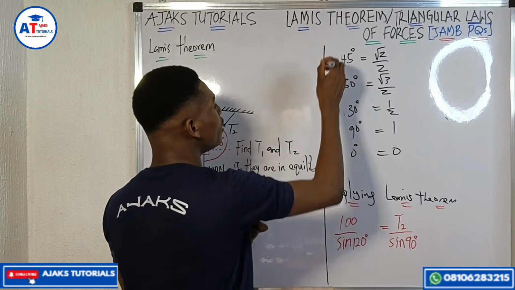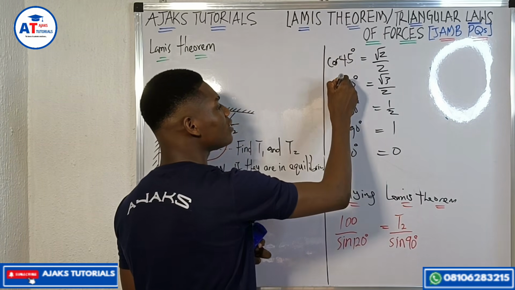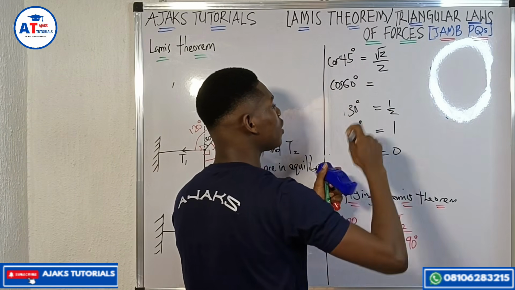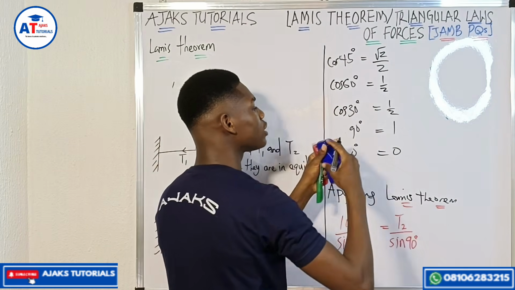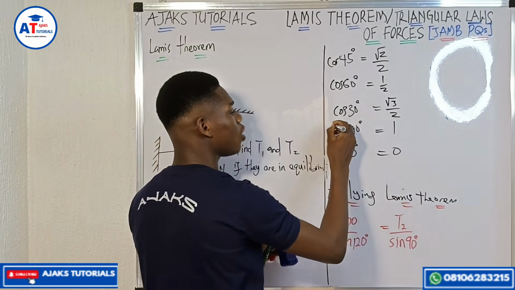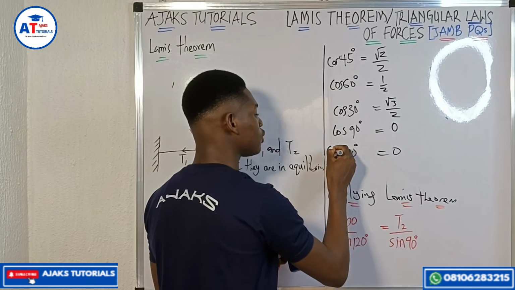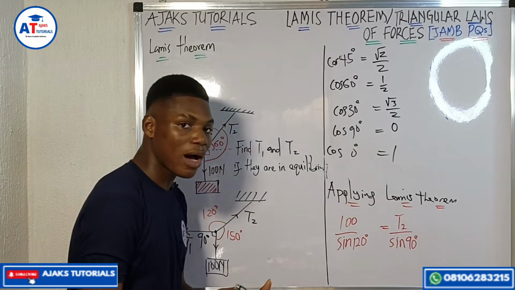Alright, follow me. Cos 45 degrees is still root 2 over 2. Cos 60 degrees is what? 1 over 2. Cos 30 degrees is what? Root 3 over 2. Cos 90 degrees is 0. And cos 0 degrees is what? 1. So please go and write them down in your book.